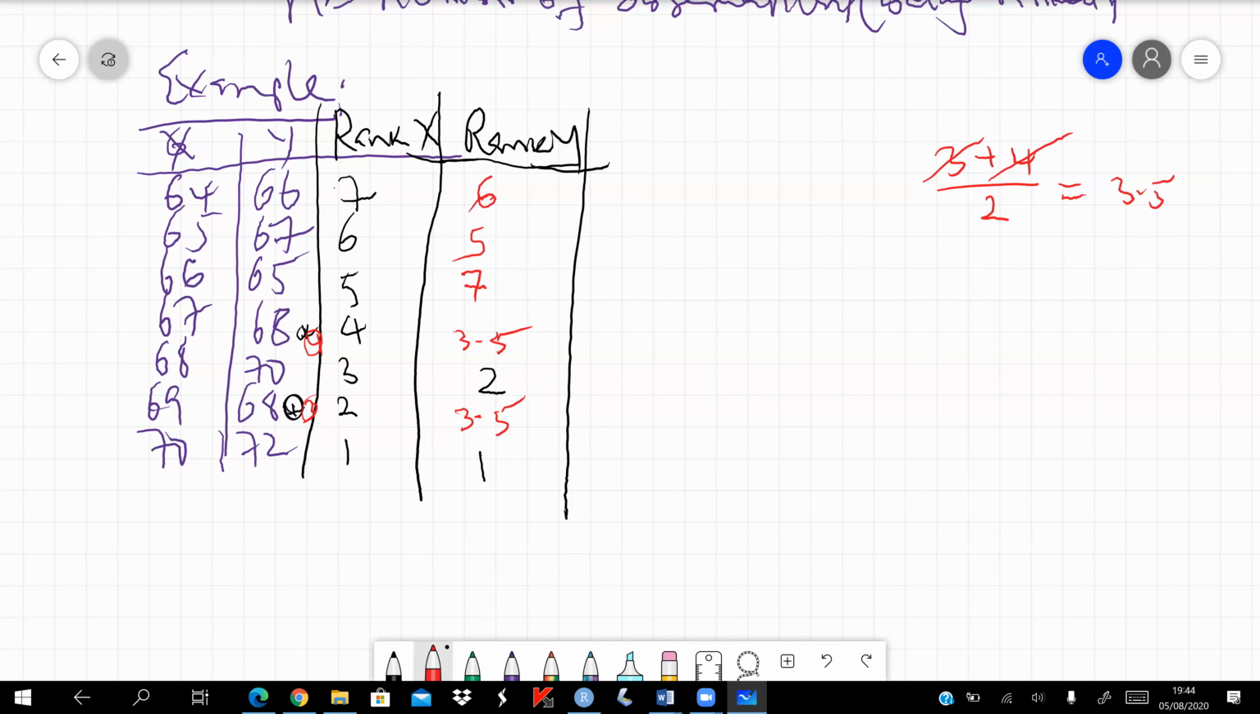So basically we analyze this information now. We need to get the difference between corresponding ranks, but I need to have it squared.